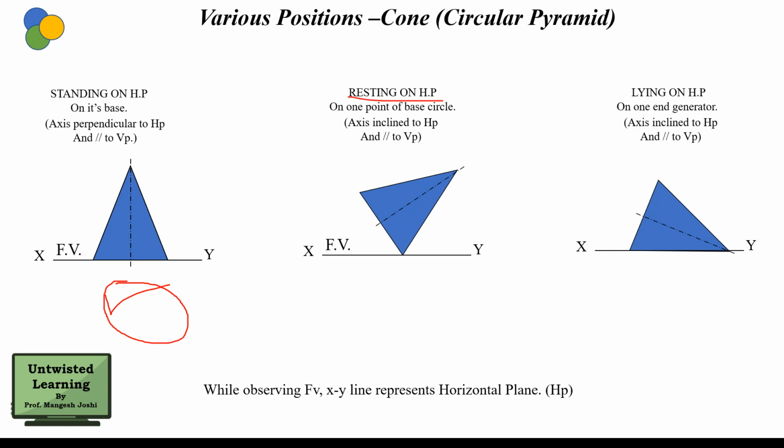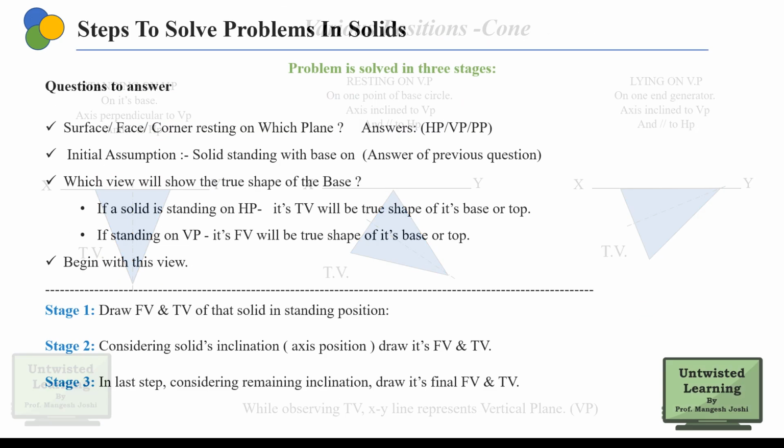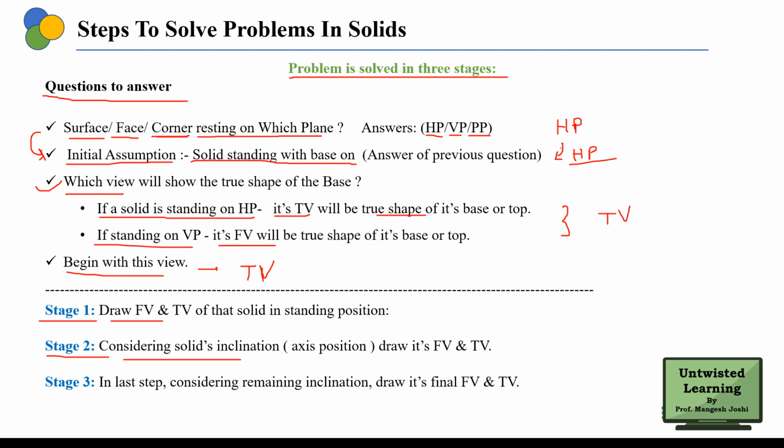So the second stage is the resting condition or inclination condition. You have rested the solid at one corner. So this is stage 2, considering solid inclination or axis position, draw its front view and top view. And stage 3, in the last step, considering the remaining inclination, draw its final top view. So there will be one more inclination given to you, either with the XY line, either with front view inclination or top view inclination. So that you have to draw.